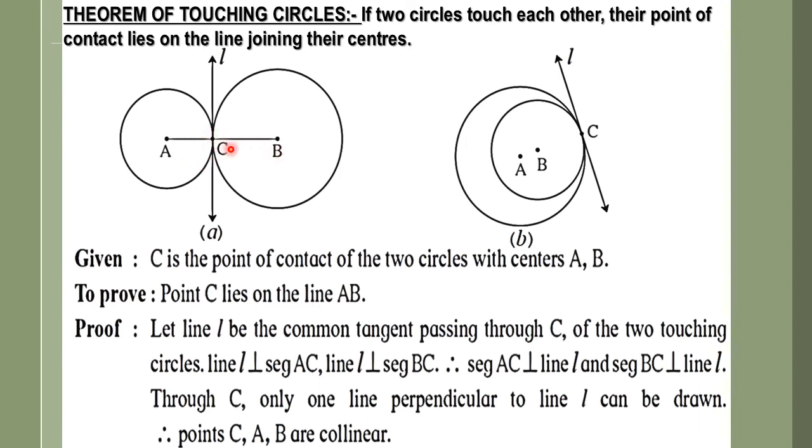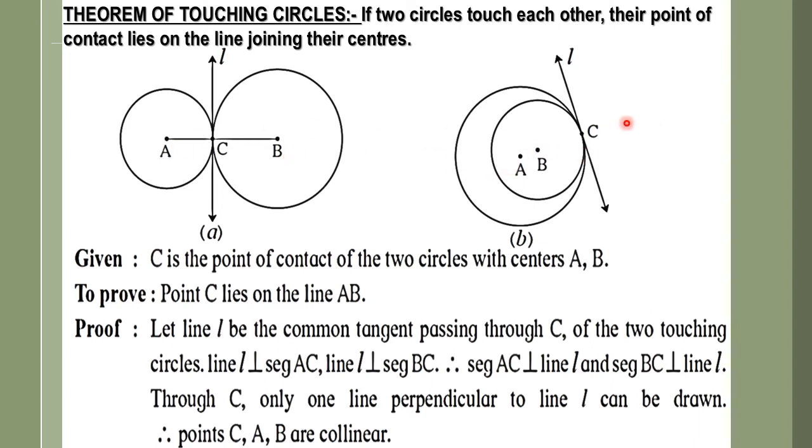Now AC is perpendicular to line L, and BC is also perpendicular to the same line. That means through C only one line perpendicular to line L can be drawn. With that, it concludes that A, C, B should lie on the same line. Okay. So from the left side also, AC is perpendicular to line L, and BC is also perpendicular to line L. And through one point, if you draw a line perpendicular to L, then all these 3 points should lie on the same line. That is what we can conclude. So for both cases, this proof is true.